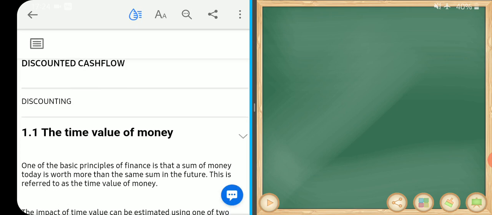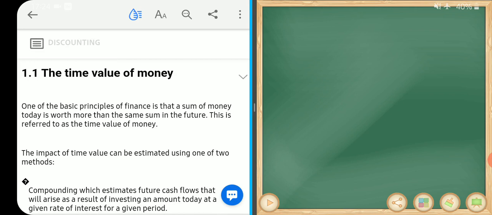Now, what is time value of money? When we are talking about time value of money, we are talking of the fact that money of today is not worth the same next month. That is, the value of money usually reduces over time.